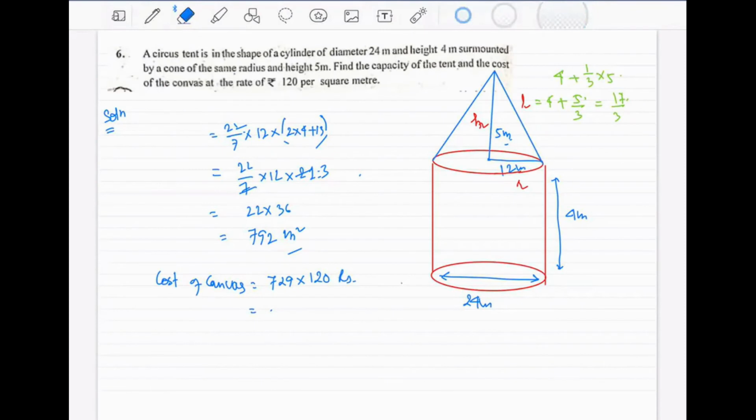How come I'm writing 729? Okay, you multiplied 792 and 120. Easier to use calculator on my side. So the cost is 95,040 rupees. Okay, copy up to here.